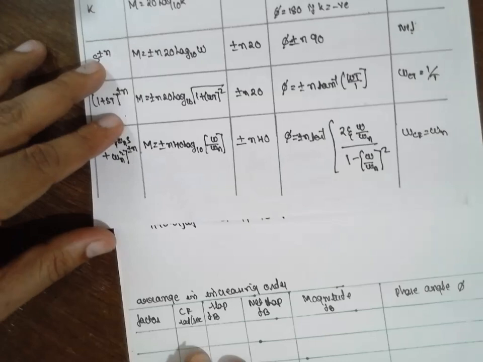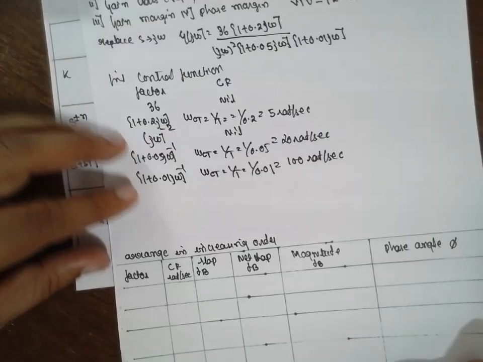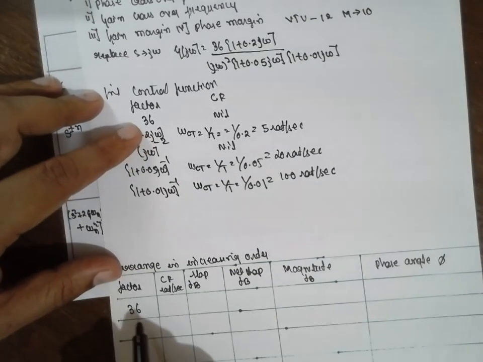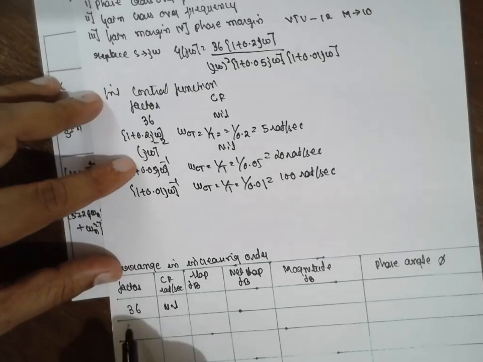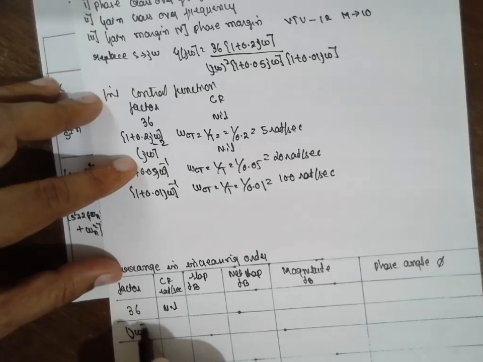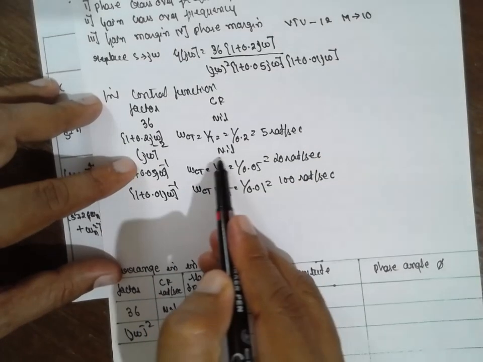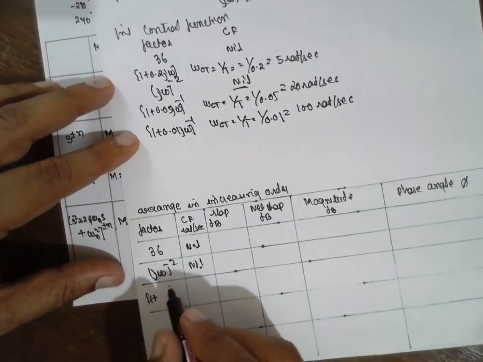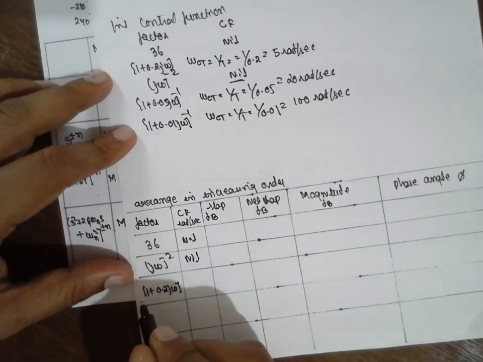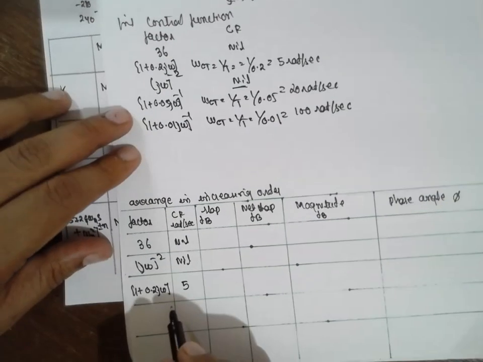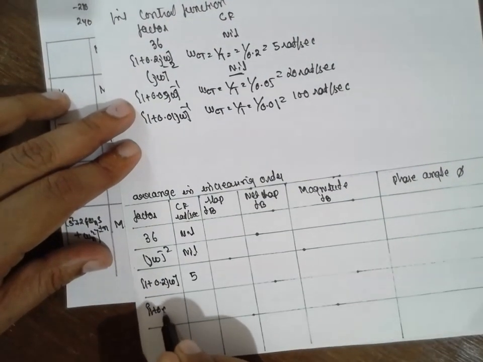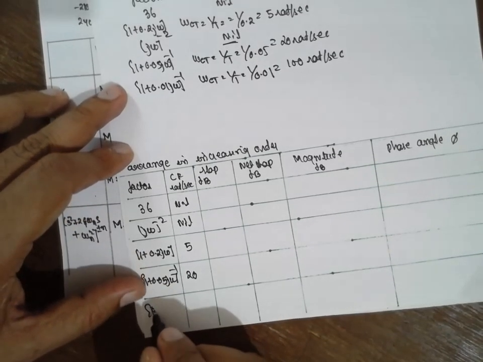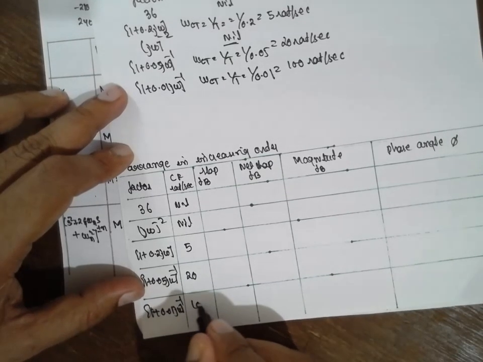I will go through these factors in descending order. First is the factor 36, it should be nil. Next is (j omega) raised to minus 2, the corner frequency is nil. Next is 1 plus 0.2 j omega, 5 radian per second, then I will go for 20 and 100. 1 plus 0.05 j omega raised to minus 1, 20. 1 plus 0.01 j omega raised to minus 1, 100.